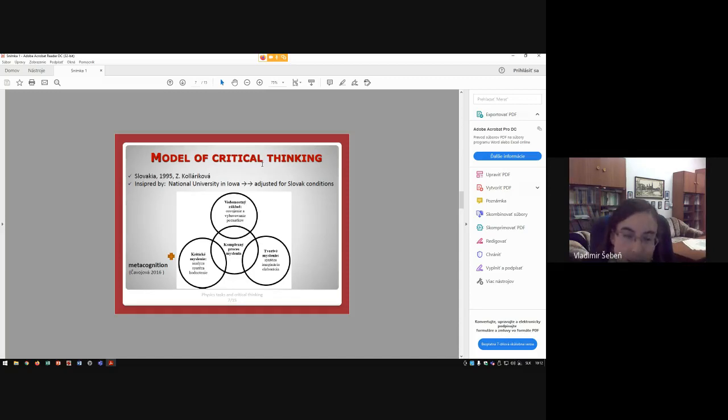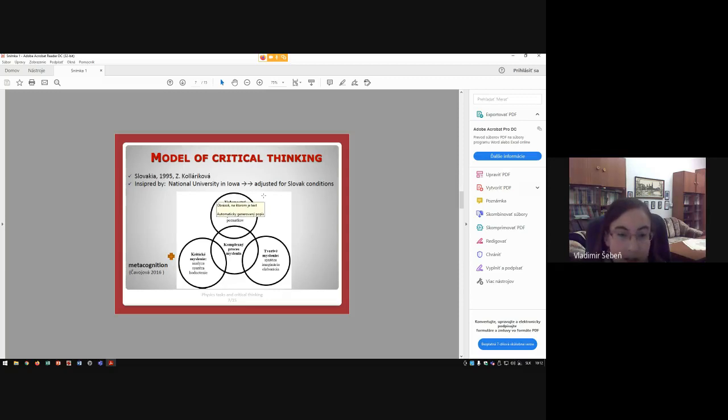On this picture you can see a model of critical thinking that we use in Slovakia. This model is done by Professor Kolarikova from Komenského University in Bratislava. It was inspired by National University in Iowa, and then it was adjusted for our Slovak conditions. Here you can see that the very basic of critical thinking is having knowledge.